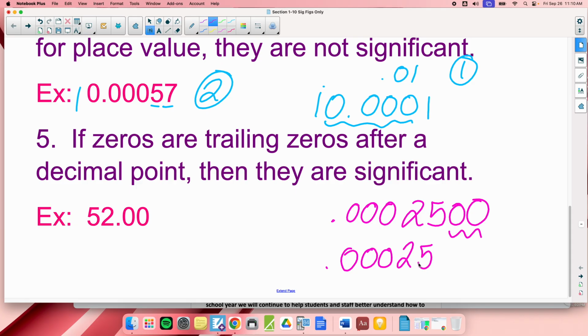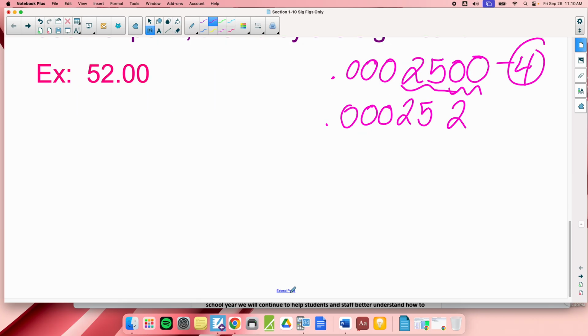I do not count these because they're there to hold place value and make that number small. So do you guys agree this one would have 4 and this one would only have 2? Does that make sense? Okay, don't count these because they're placeholders. Count these at the end of non-zero numbers on a decimal. They're called trailing zeros.